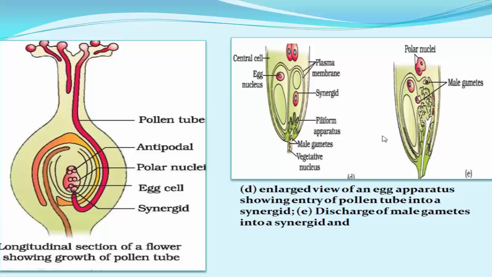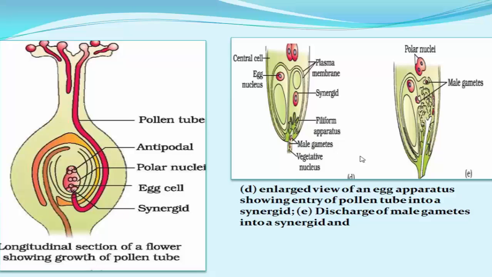Here in this diagram you can see the pollen tube has entered into the embryo sac through the micropyle. Here it is filiform apparatus. The filiform apparatus guides the entry of pollen tube. Once it enters into the synergid, the pollen tube has released the 2 male gametes. So 2 male gametes are released into the synergid and the filiform apparatus guides the entry of pollen tube. This is possible only after pollen-pistil interaction.